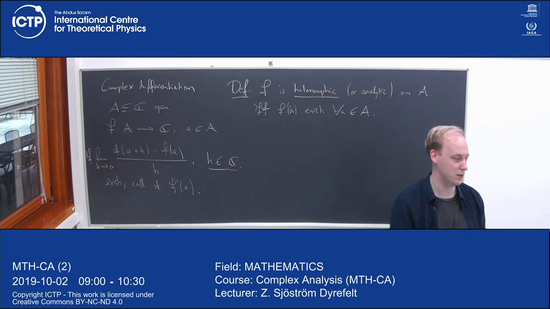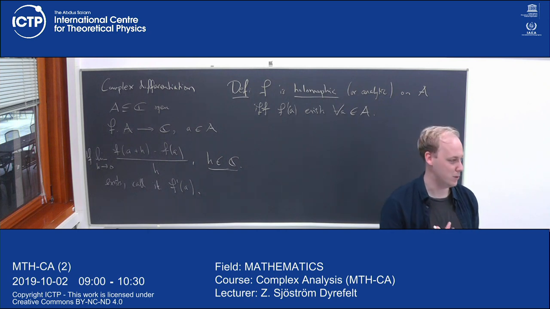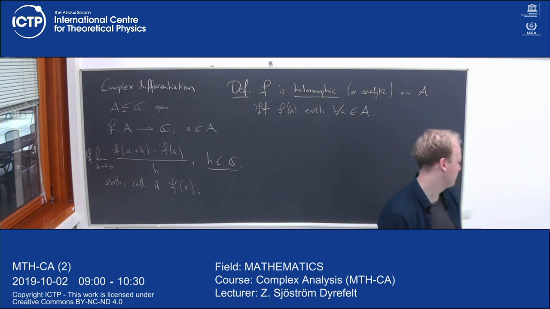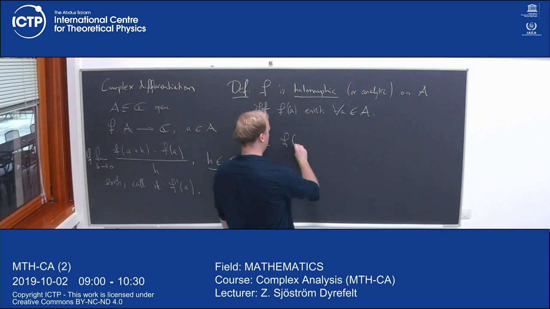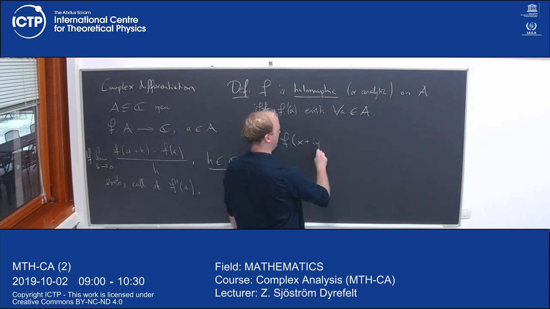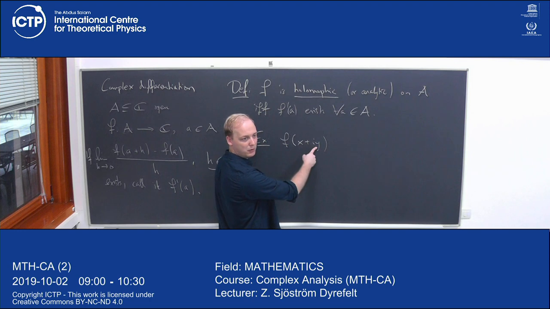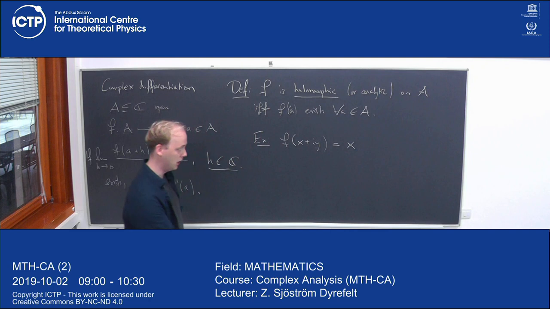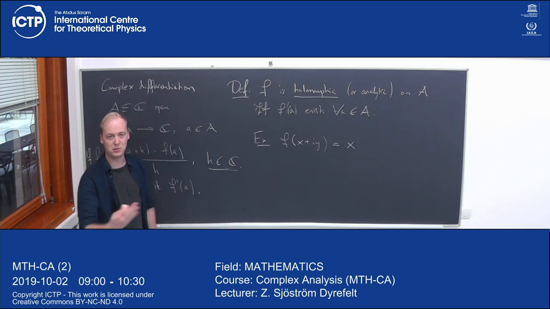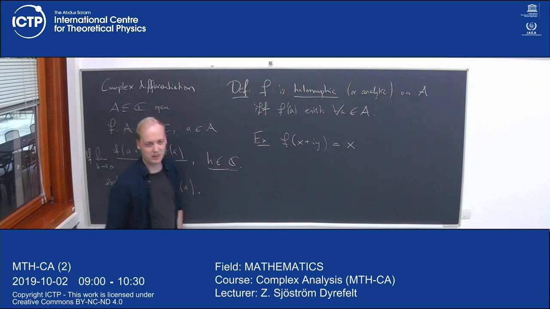It either fails to be continuous altogether, or you have some kind of sharp edge like this. But in complex numbers, this is really not the case. That means if you consider this function, for example, f of z, where I write my complex number as x plus iy, equal to, let's say, x, now viewed as a complex number, so x plus 0 times i, this is not holomorphic. So this is not holomorphic.